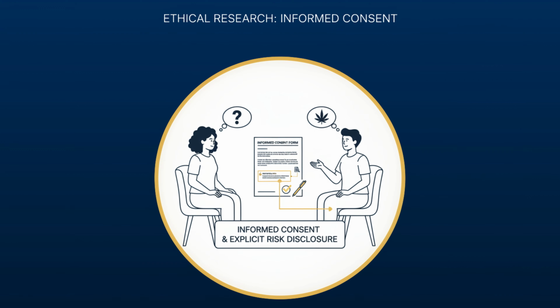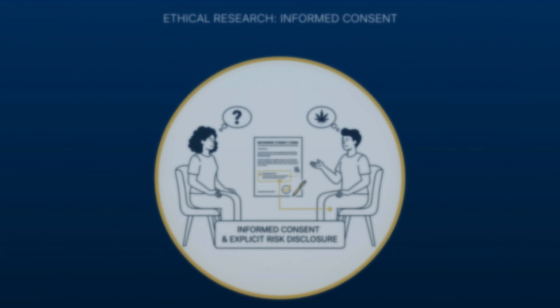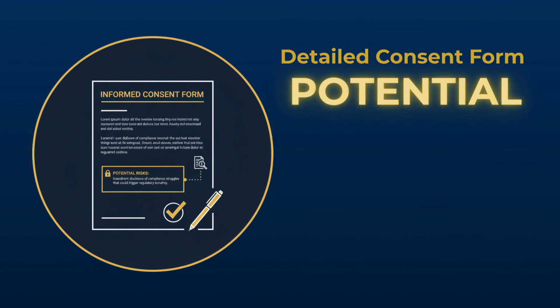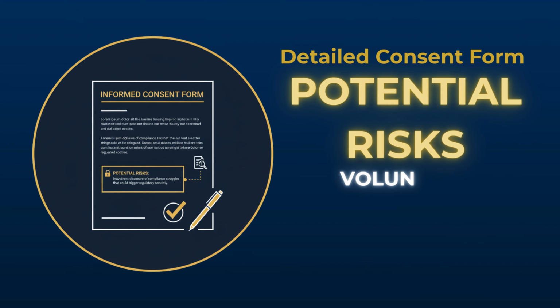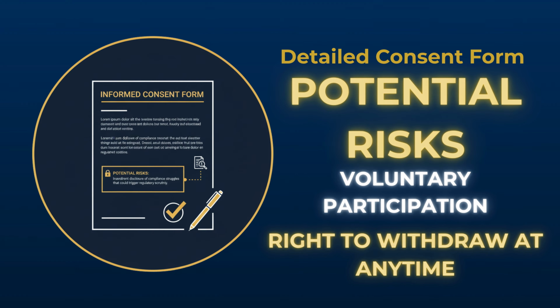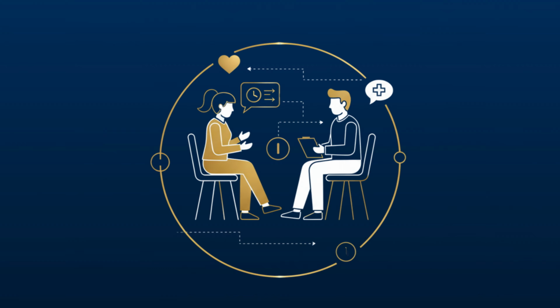First, informed consent with explicit risk disclosure. The participant will receive a detailed consent form explaining potential risks, including inadvertent disclosure of compliance struggles that could trigger regulatory scrutiny. The consent process emphasizes voluntary participation and the right to withdraw at any time without consequence.